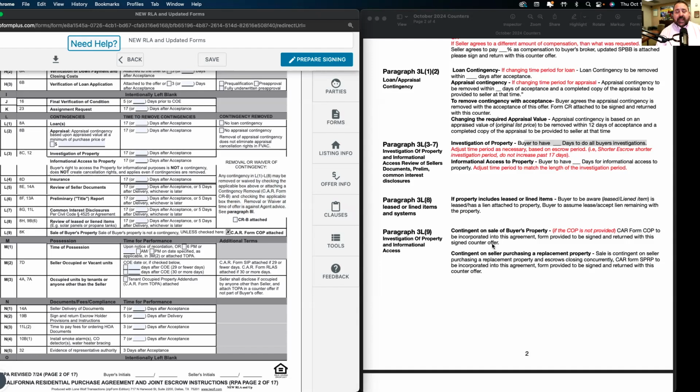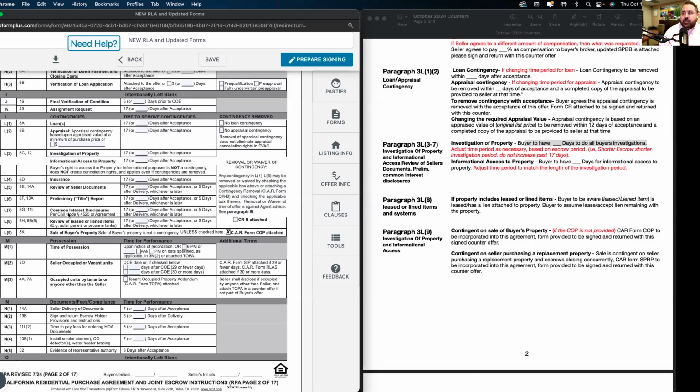This is the place, though, because there is nothing in the purchase agreement about the property being contingent on the seller finding a replacement property. This should be your cue to make the counter of the sale being contingent on the seller finding a replacement property, right? So: this sale is contingent on seller purchasing a replacement property and escrow's closing concurrently. CAR form SPRP to be incorporated into this agreement. Form provided to be signed and returned with this counteroffer. Okay, so those are your counters for that.